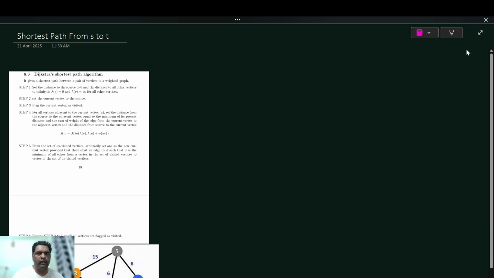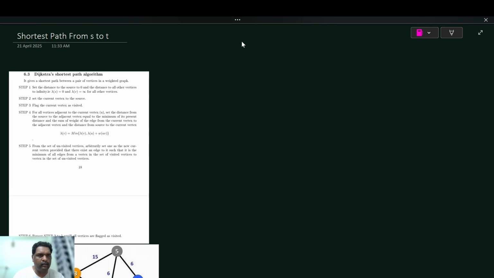Hi, good morning, everyone. In this session, we are just going to discuss an algorithm which can be used to find the shortest path between two vertices of a graph. So usually, we are searching for a shortest path from S to T. Usually, S stands for source and T terminal vertex.